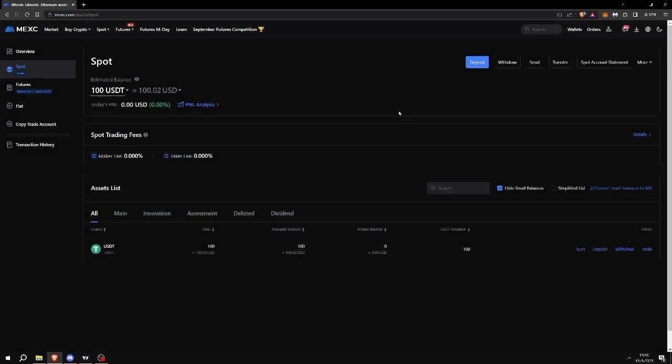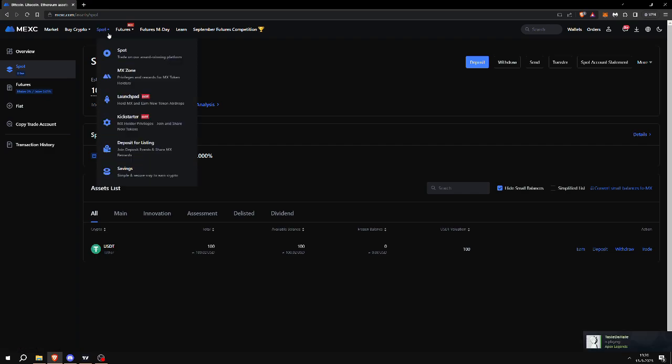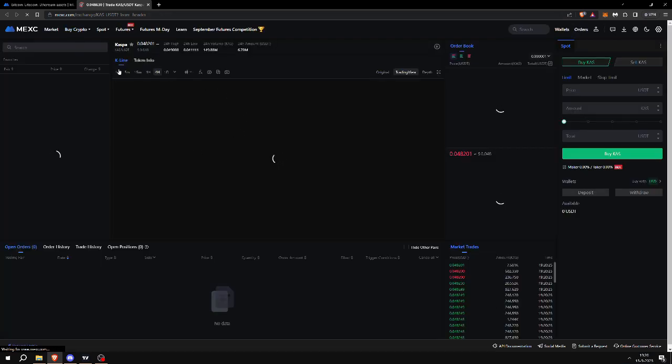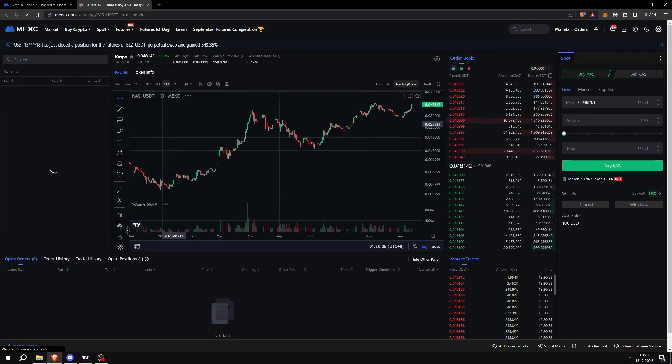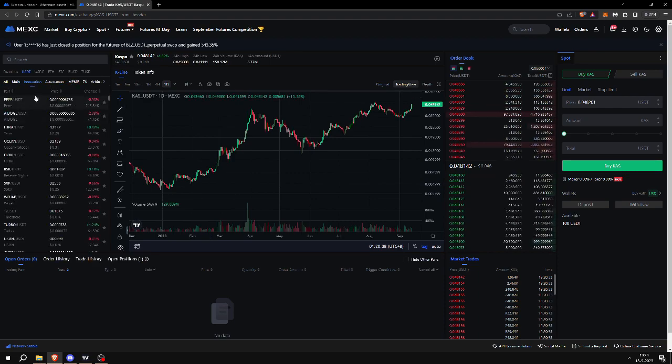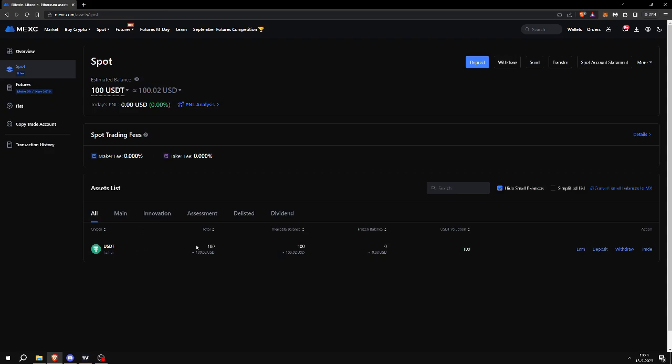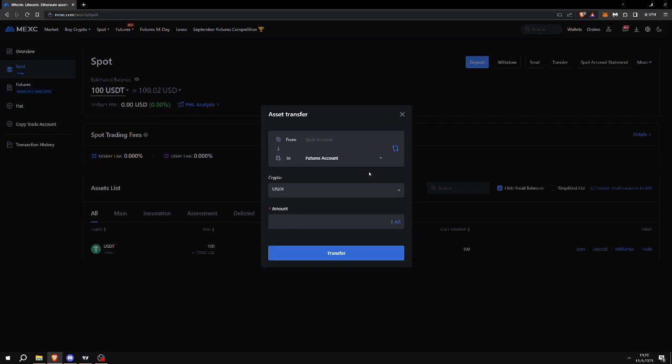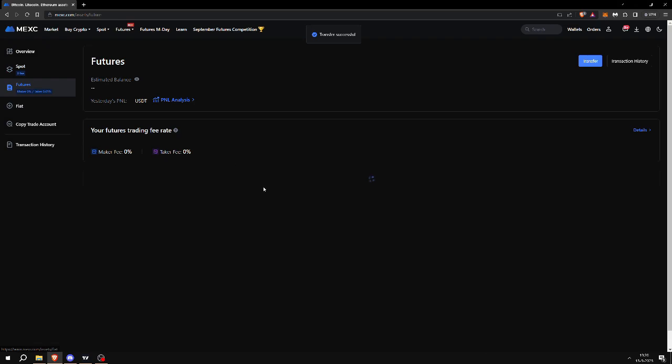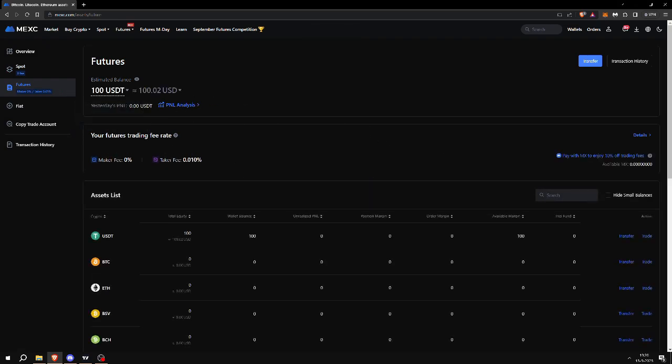If you sent a different crypto, say XLM or XRP, to save on fees, or any other crypto, you'll have to go to spot in the top left here, and then click on spot again, and this will take you to the spot trading interface, and you'll have to swap it for USDT here to sell it. We won't be doing that as we just have USDT on this account. But now that our account is funded, we're going to transfer it over, say all, and now we have 100 USDT in our futures account.